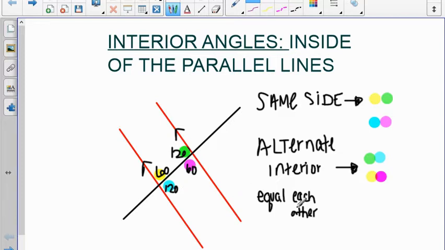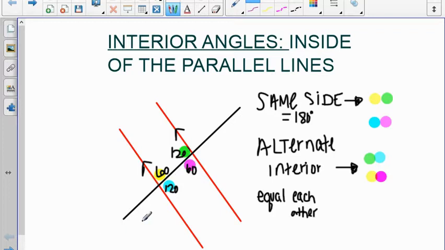Now, the opposite of that is same side interior. Those are the ones that are on the same side. So green and yellow. The way you find that out is these equal 180 degrees together. So let's say you knew this one was 60. All you would have to do is take 180 minus 60, and that's how you would get the 120.